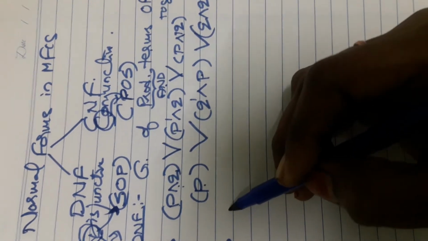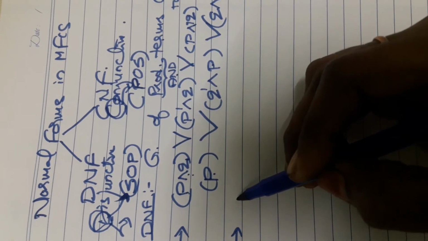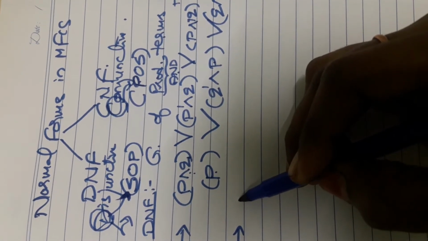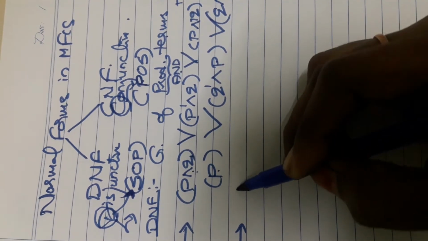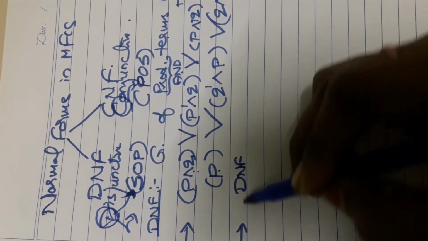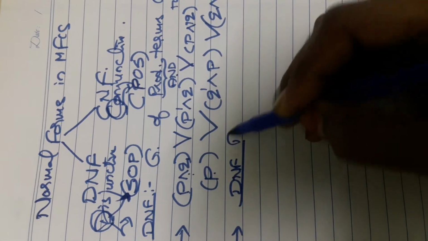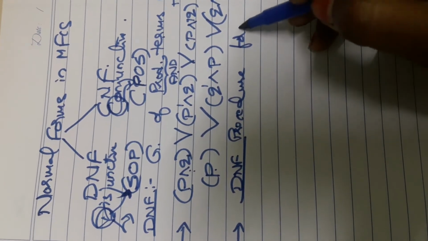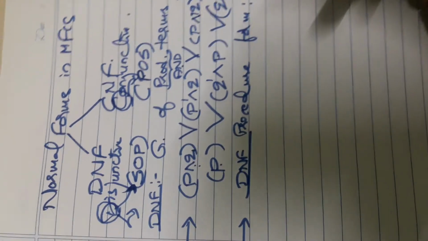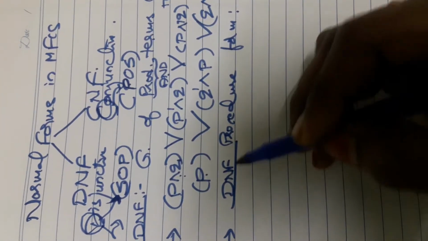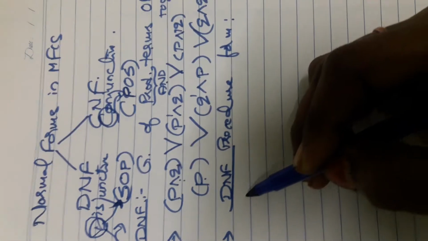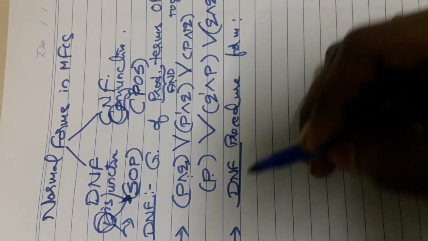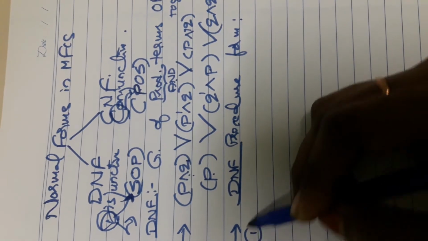Now we will see the procedure to convert a form into a disjunctive normal form. For any logical expression, you can convert that logical expression into a DNF form. We will see now the procedure.